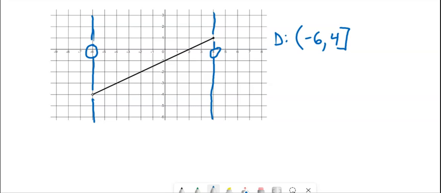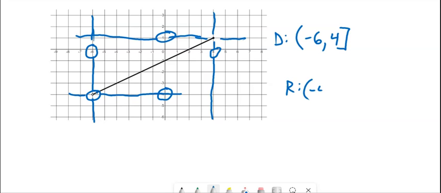Then the range. The lowest point is right here, and up here is the highest point of the graph. The highest point of the graph is at 1. The lowest point of the graph is here at -4, but because of the open circle, we are not going to include -4. So the range is parenthesis -4 up to 1. And that is the range.